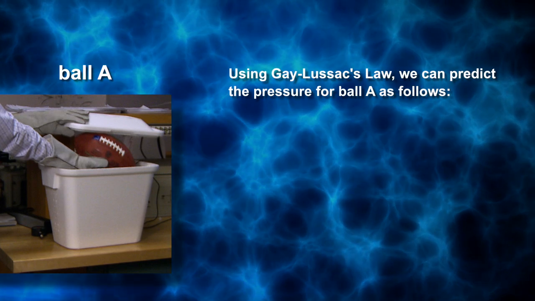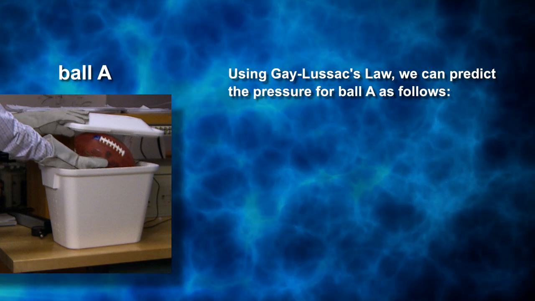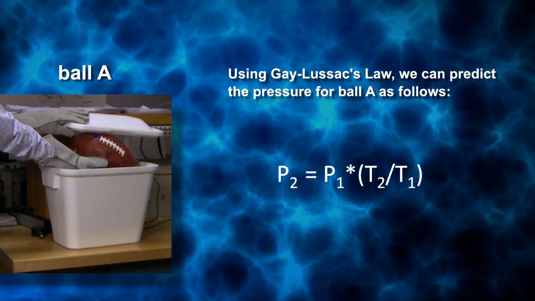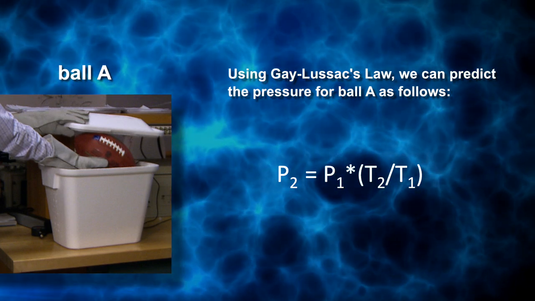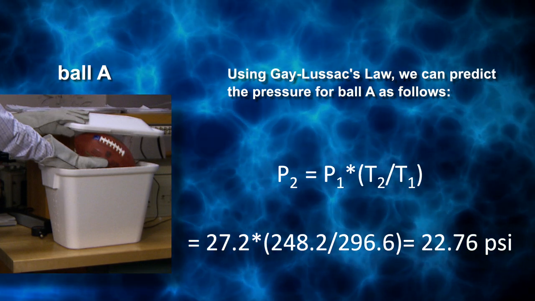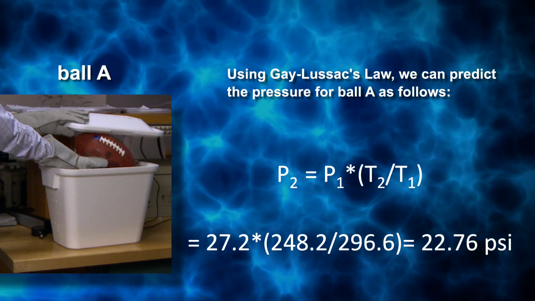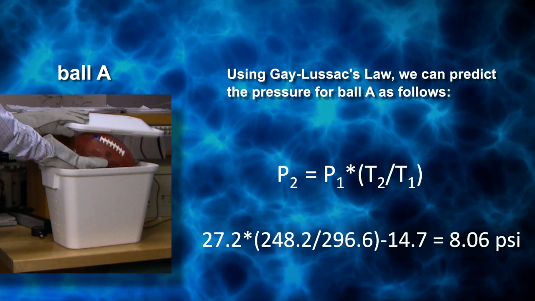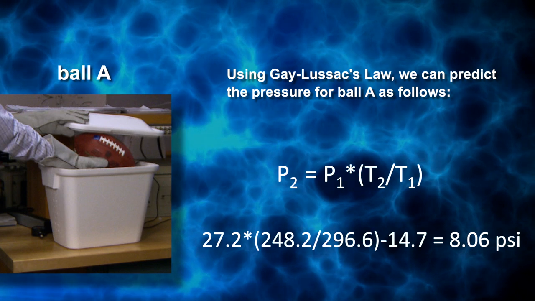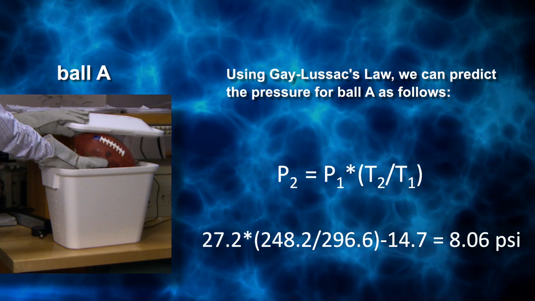So to use Gay-Lussac's law to compute the predicted absolute pressure of ball A when we move it to the colder environment, we use P2 equals P1 times T2 divided by T1, which is 27.2 times 248.2 divided by 296.6, and that gives you 22.76 psi. We subtract off atmospheric pressure, the 14.7, and we get 8.06 psi or 8.1 psi as our predicted pressure for ball A.